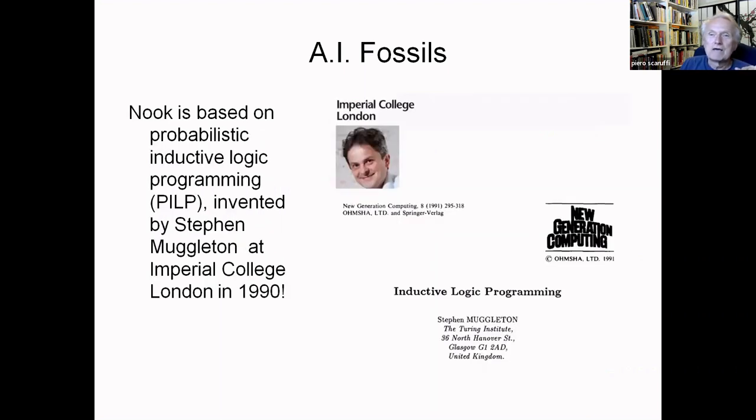And the technology was developed at Imperial College London by Professor Stephen Muggleton, who has been working on that technology since the 90s, and it is not deep learning. It's called probabilistic inductive logic programming. It's a different technology. I mean, you wonder if he got the same amount of money that generative models are getting right now, what would happen?